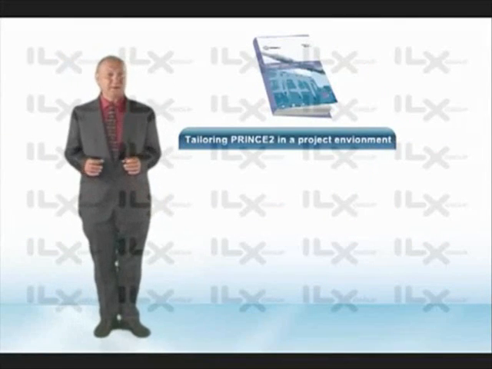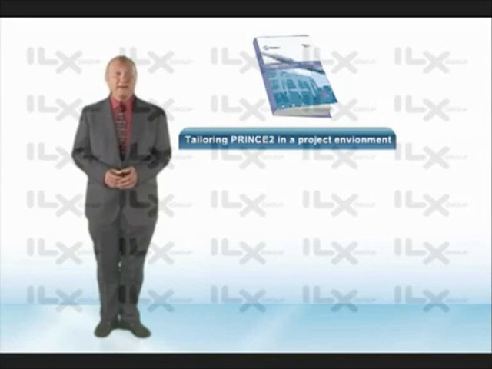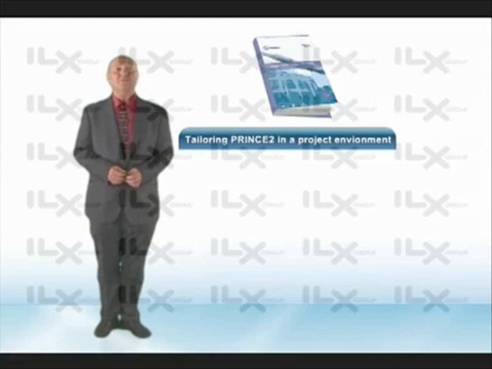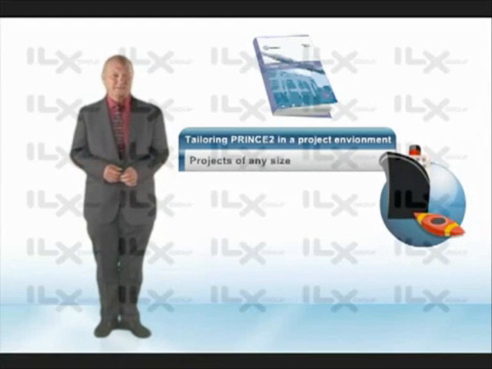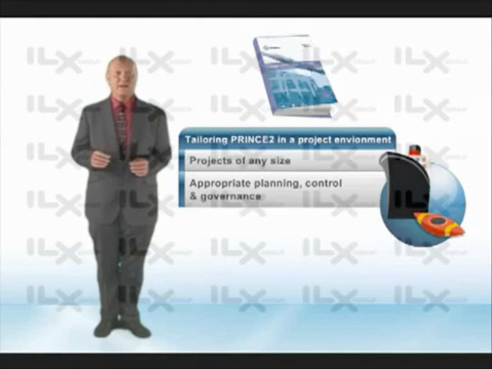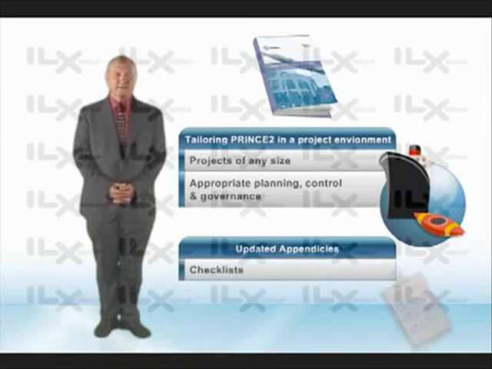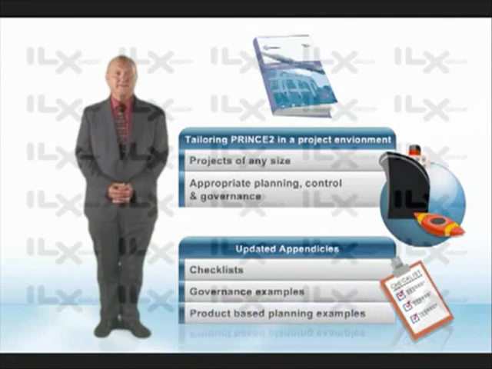Now, tailoring PRINCE2 in a project environment is a new chapter for 2009. Guidance is provided on tailoring PRINCE2 to different size projects, regardless of complexity, geography or culture. It goes on to describe how to apply PRINCE2 appropriately to any given project, ensuring there is the correct amount of planning, control and governance. And that chapter concludes with practical examples. Finally, the appendices have been revised in line with the new guidance and now contain a new appendix on checklists along with governance and product-based planning examples.